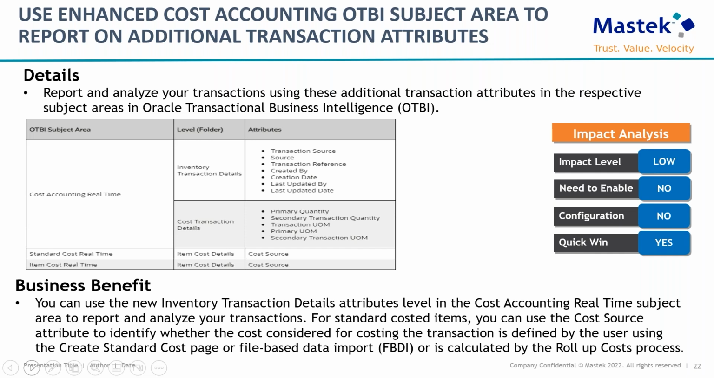The business benefit that we have is we can now use inventory transaction details in cost accounting real-time subject area to report and analyze the transactions. For standard costed items, you can use the cost source attribute to identify whether the cost considered for costing the transaction is defined by the user in the standard cost page, or FBDI, which is file-based data import, or is calculated by the roll-up cost process.